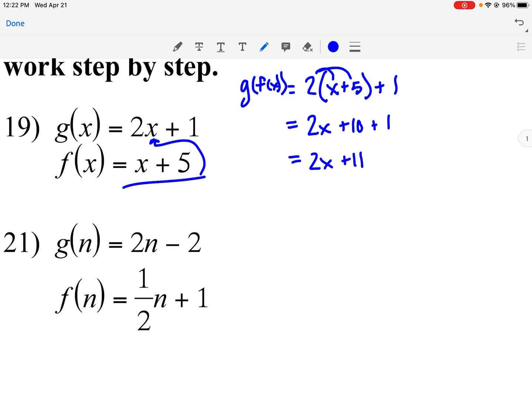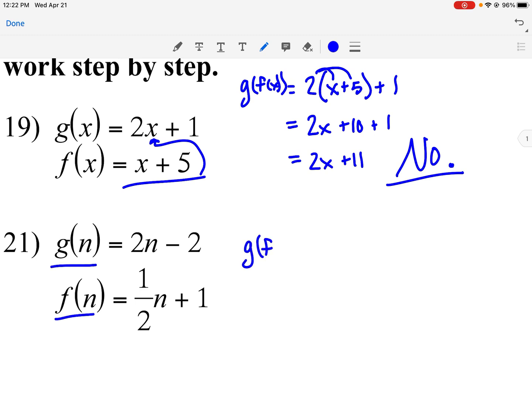So since it did not simplify to X, this is going to be a no. These are not inverse functions. We don't even have to try the other way, because if both ways don't work, then it's not going to work. So let's try this set of functions down here.